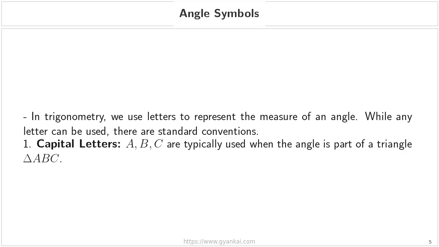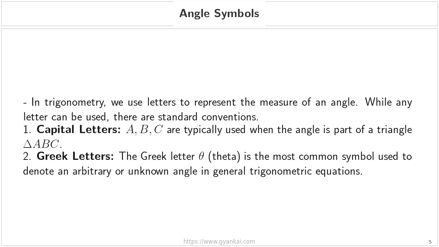First, let's look at the use of capital letters. When we are working with a specific geometric shape, like a triangle, we typically use capital letters such as A, B, or C. For instance, if you see a triangle labeled delta ABC, the angles inside that triangle will be referred to as angle A, angle B, and angle C. This helps us keep track of which specific corner of the triangle we are discussing.